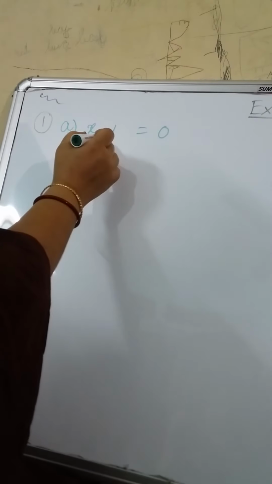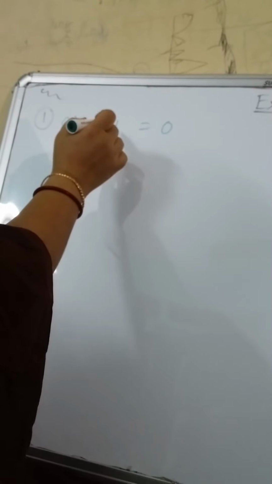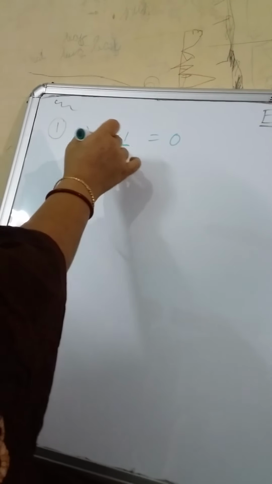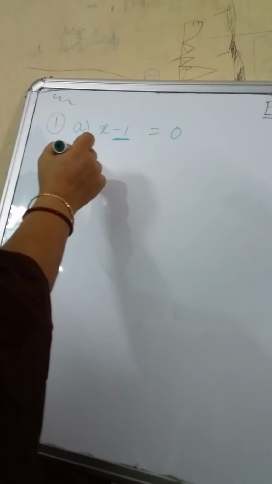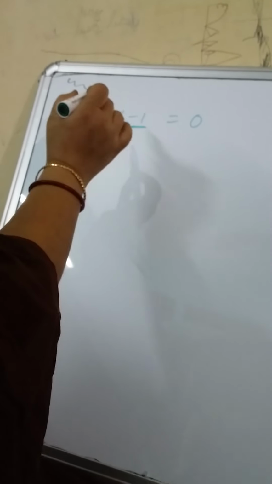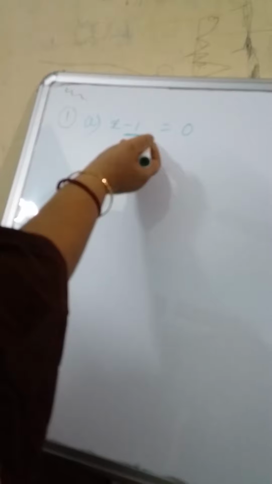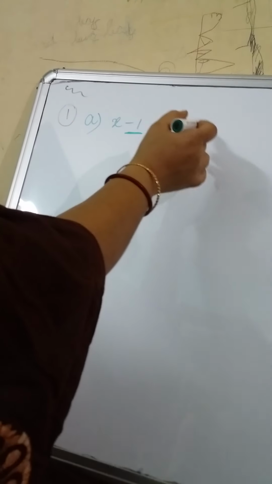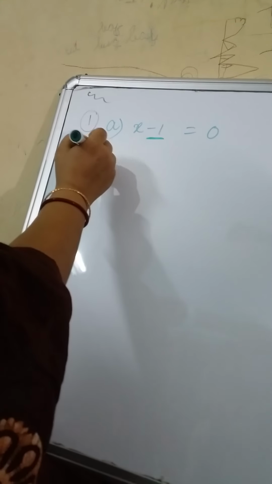So we have to separate this variable and this number. Here it is minus 1 on the left hand side. So what do you have to do? You have to add 1, and on the right hand side also you have to add. So first you will write the steps. What will be the steps?